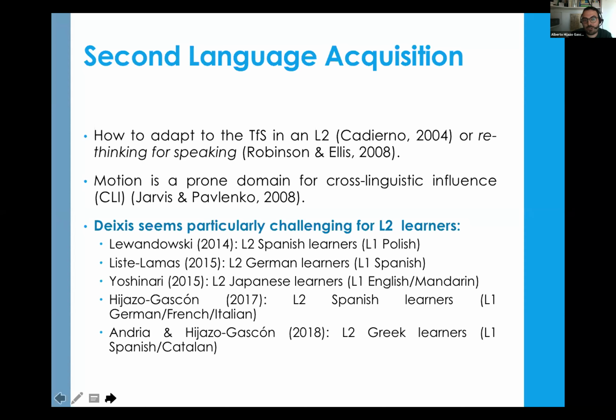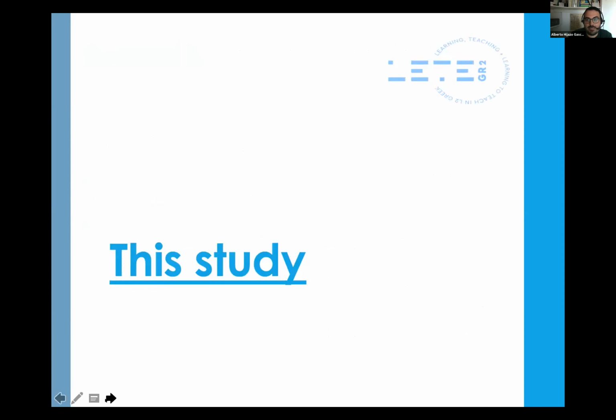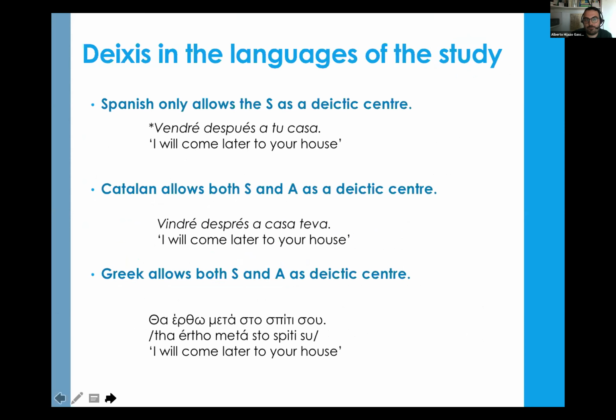There are different studies working on that with different language pairs, like Polish learners of Spanish or Spanish learners of German. In German, there are also deictic prefixes that mark this motion towards the addressee or not. There are also English and Mandarin learners of Japanese, and my own work on Italian, French, and German learners of Spanish, and also our work with Spanish and Catalan learners of Greek. In this study, we are going to use these 3 different languages, and it is important to explain the differences between them.